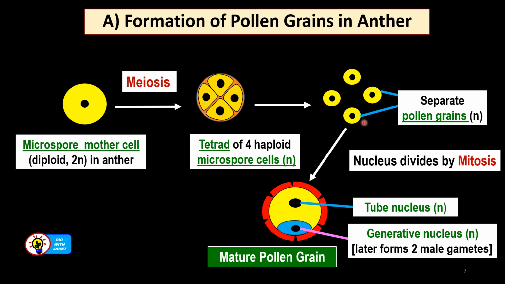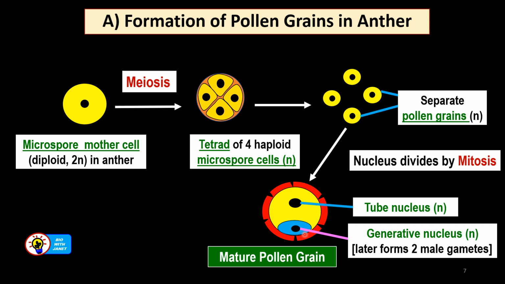And then the haploid nucleus in each pollen grain divides by mitosis to form 2 haploid nuclei. The first nucleus is called the tube nucleus, and the second one, which is surrounded by a membrane, is the generative nucleus. It's the generative nucleus that will form, like sort of generate 2 male gametes later on after pollination has occurred.